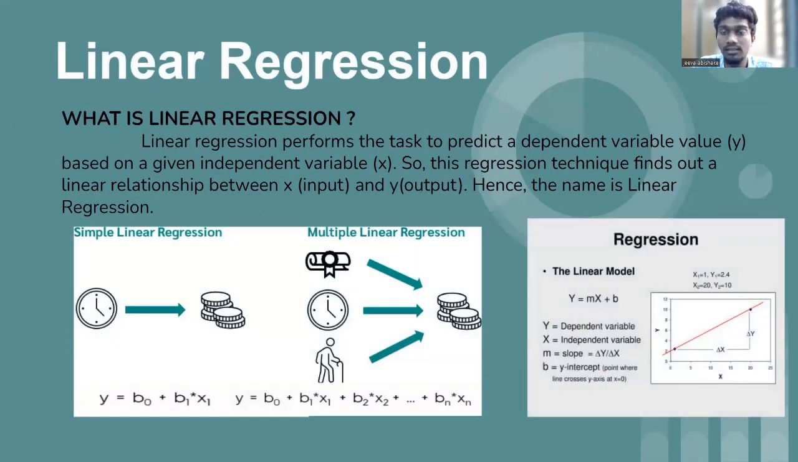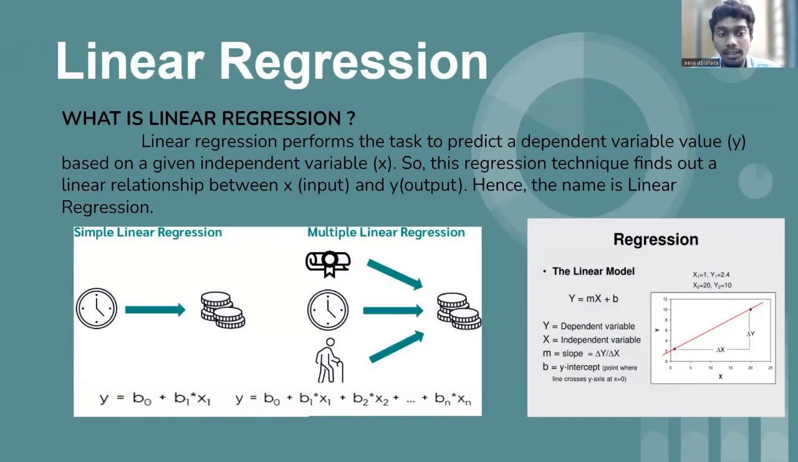Linear regression is a statistical procedure that predicts a dependent variable with some influencing independent variables, which are x and y in this case. So we can derive the linear equation, that is y is equal to mx plus b. Here y is a dependent variable and x is an independent variable. For more clarity, we can see the example of simple linear regression and multiple linear regression.